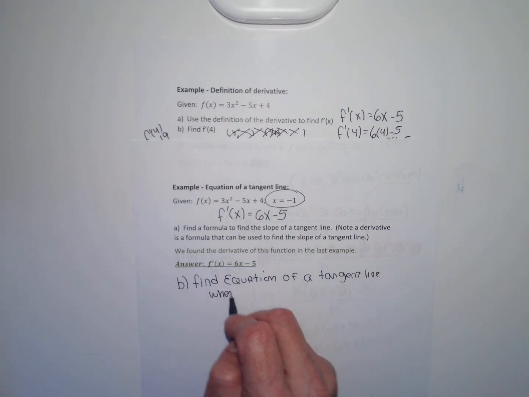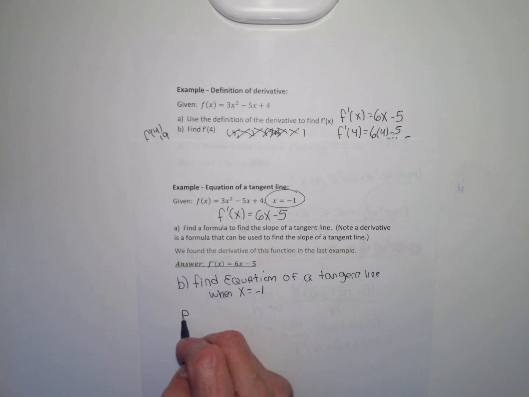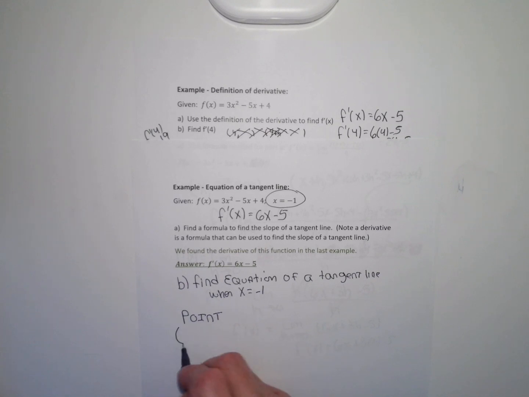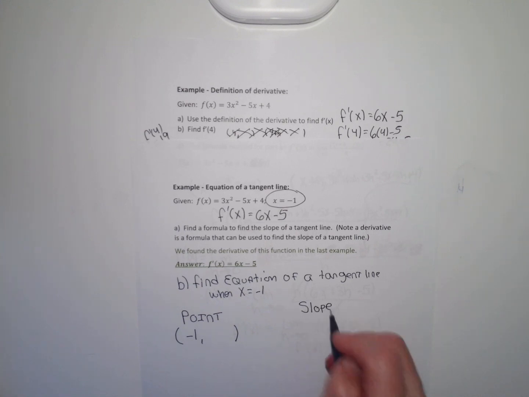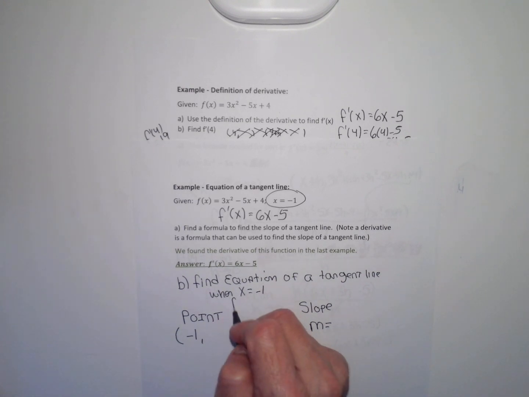This is not so bad at all. To find an equation for any line, I need a point and a slope. And I don't have either. I have the x coordinate of the point. I don't have the y coordinate of the point. I have a formula to help me find the slope of the tangent line, but I don't know the slope of the tangent line. So I need to do two things. I need to find the y coordinate of the point, and I need to find the slope of the tangent line. Y coordinates of points I get by using the original function.